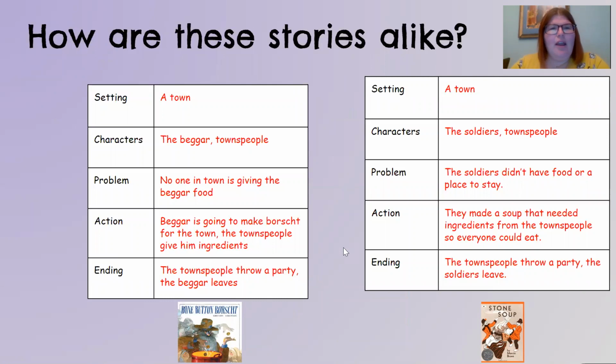How are these stories alike? I have both of the scape charts here for us to see, and I want you to think about how these stories are alike. Go ahead, take a look, and I'm going to give you about 15 seconds, and then we'll come back together and talk about it. Go ahead.